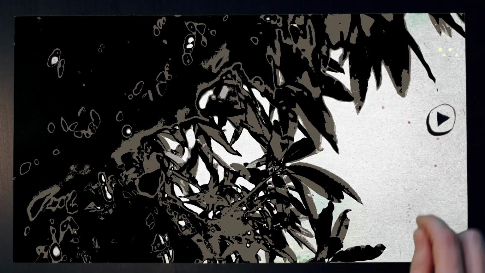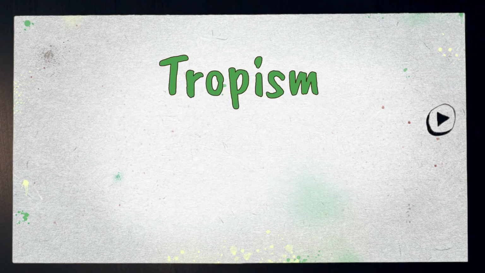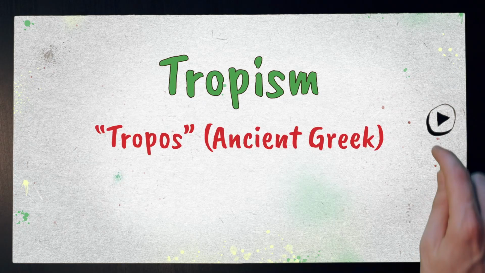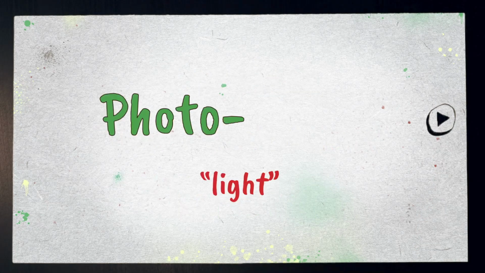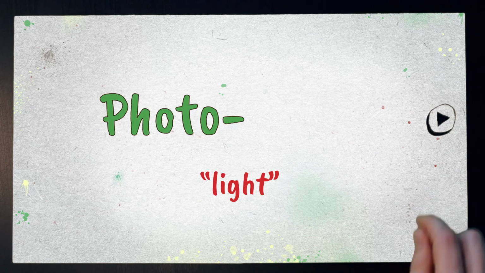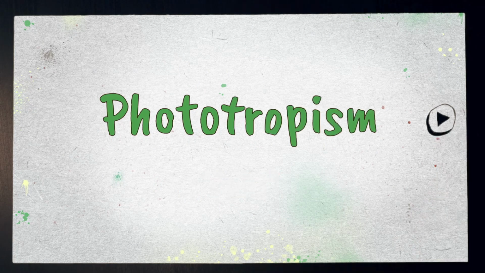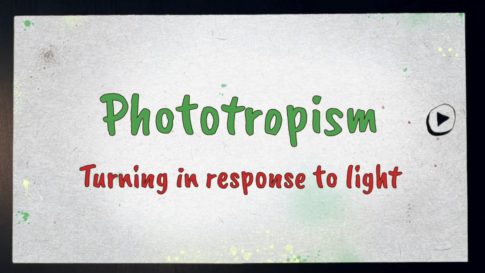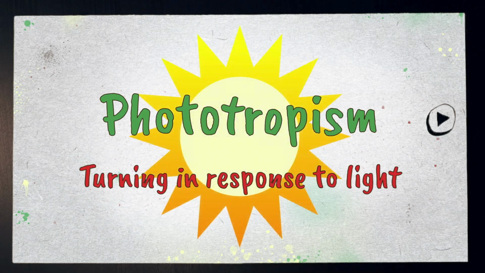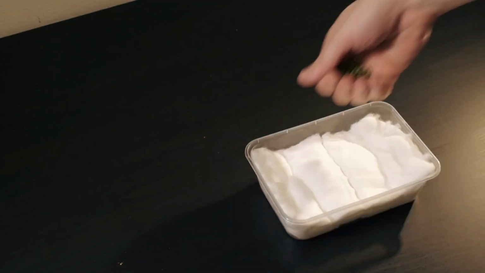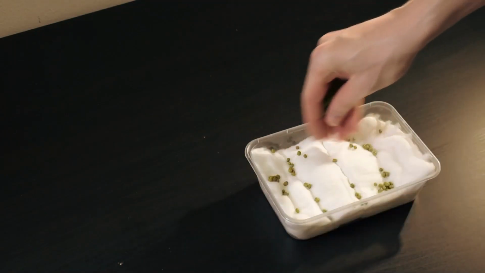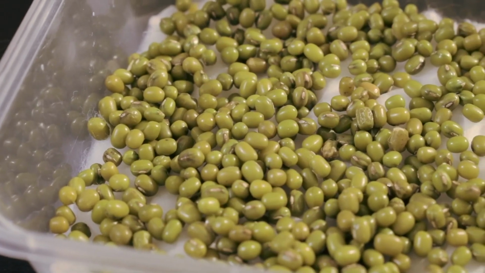We're talking about a certain type of tropism. Tropism comes from an old Greek word tropos, which means turning. When words start with photo, it means it's got something to do with the light. So phototropism is when plants turn or move in response to light. I'm going to show you what I mean with some bean sprouts. I prepped a small plastic tub with some cotton wool, then sprinkled some seeds on top. I added water and gave it a few days.